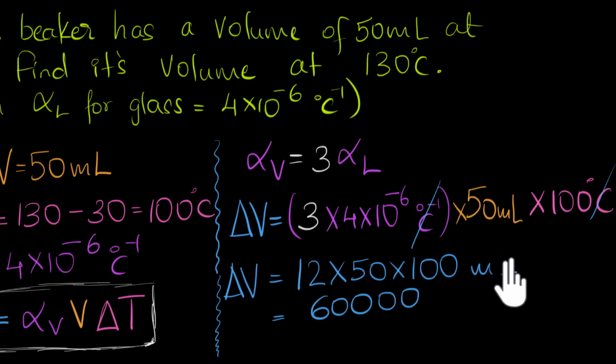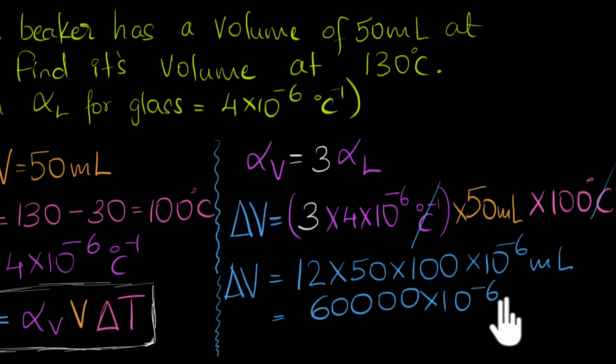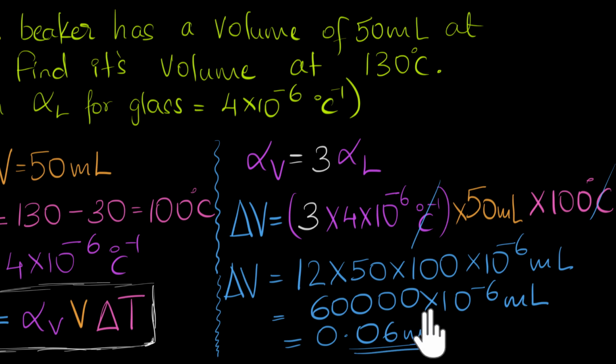And wait, I totally forgot this part. There is a 10 to the power minus 6. So let's put that as well. 10 to the power minus 6. And so that gives us, let's count 6 decimals towards the left. 1, 2, 3, 4, 5, 6. So we would get 0.06 ml. That's how much the volume has changed.